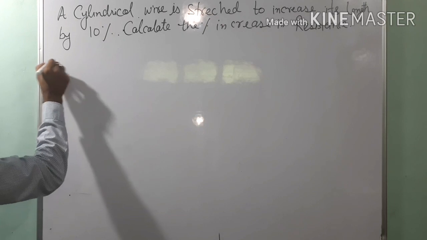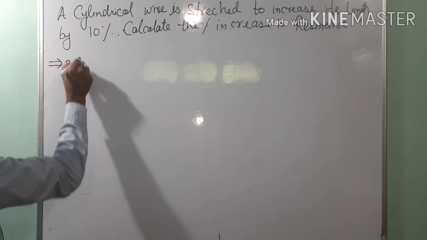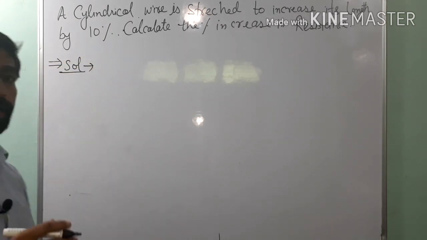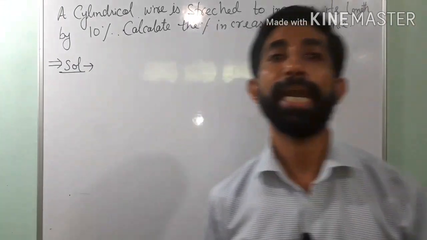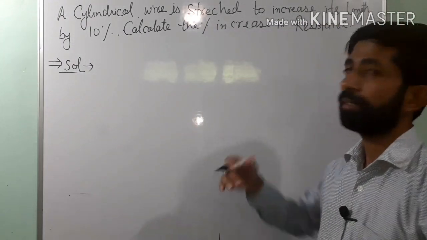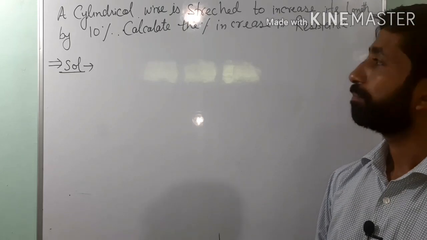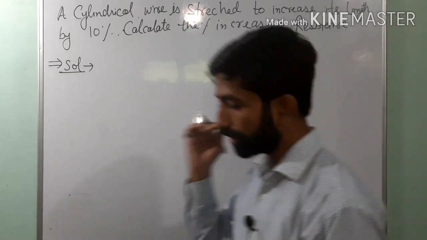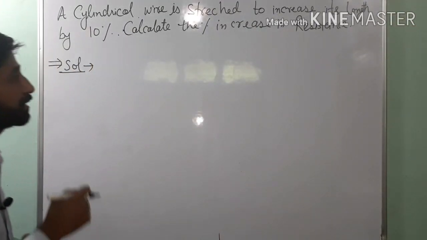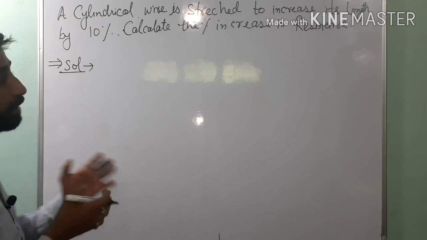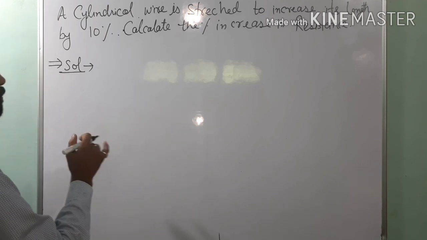So again we can do the same solution as we discussed in the last video, where we found n, the ratio of new length to the old length. Here we shall try to find the same, and we have a tricky method as well. We shall go for both.